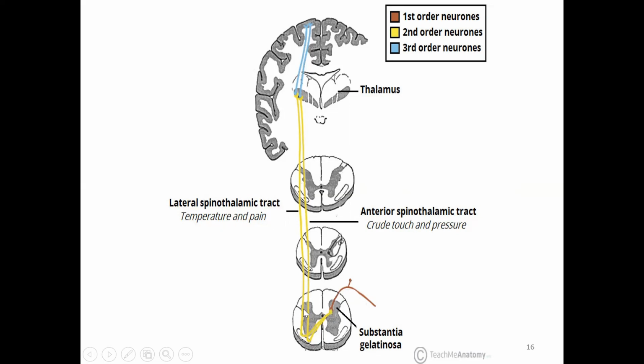The fibers which are present laterally are called the lateral spinothalamic tract. The anterior spinothalamic tract carries crude touch and pressure sensation, while the lateral spinothalamic tract carries temperature and pain sensation. This is the second order neuron, and in the fast pain pathway, the second order neuron terminates in some reticular group of nuclei and the thalamus nuclei, and then from here they enter the somatosensory cortex.